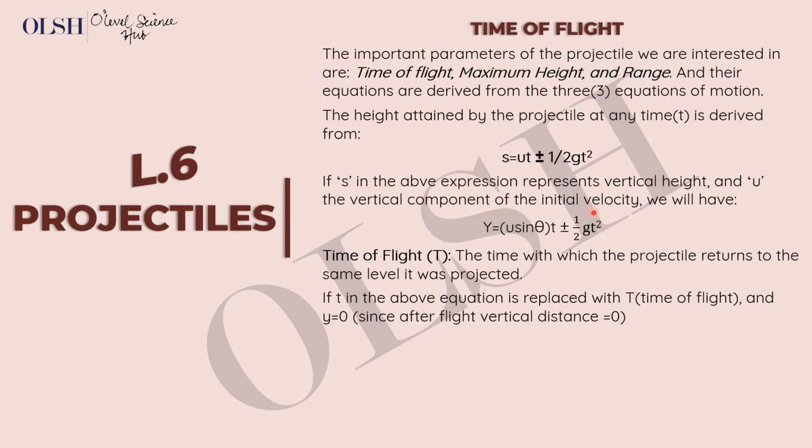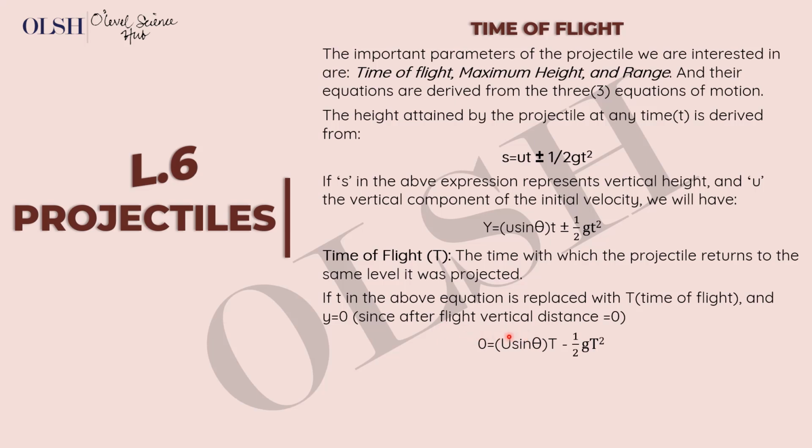So if we're considering the time of flight, what do you think our y will be at the end of the flight? At the end of the flight, obviously our y is going to be 0, because y is the distance the object has from the plane of projection. And remember we say that the end of the flight is when the object comes back to that plane of projection. So y automatically is 0, since after flight the vertical distance is equal to 0.